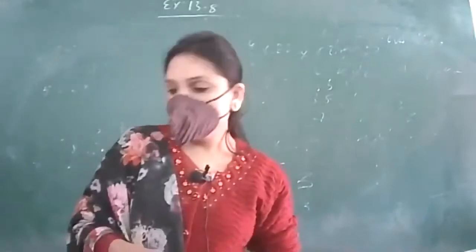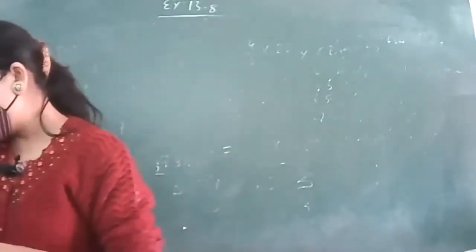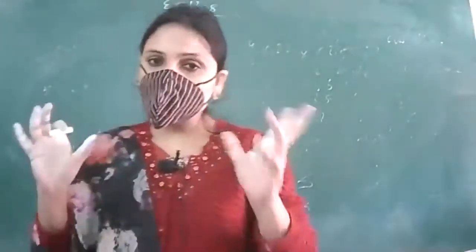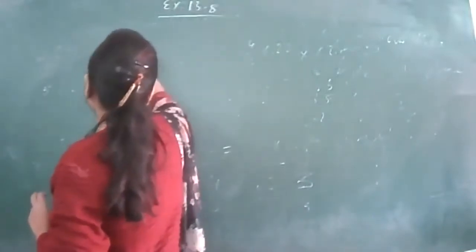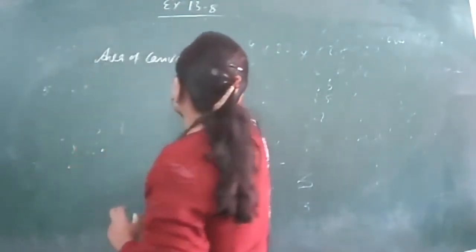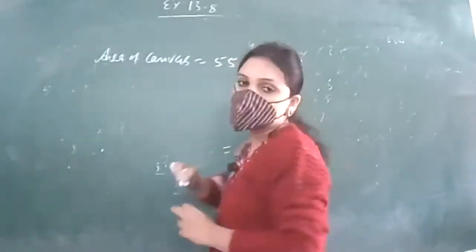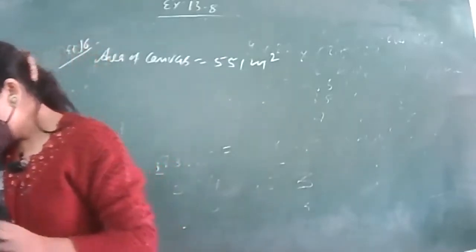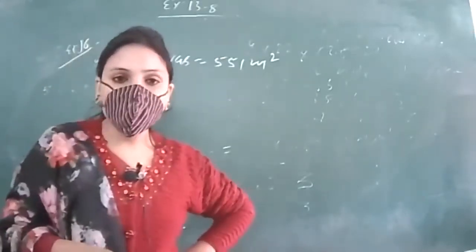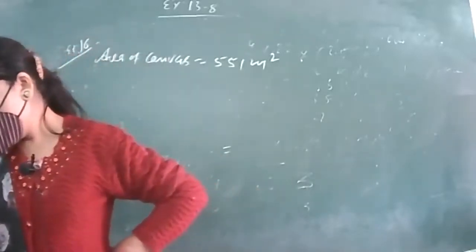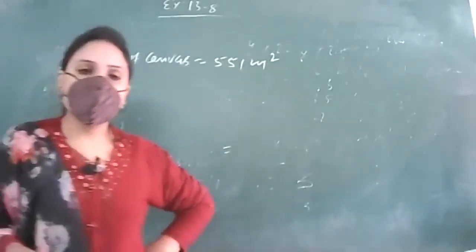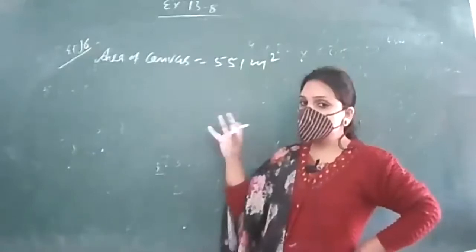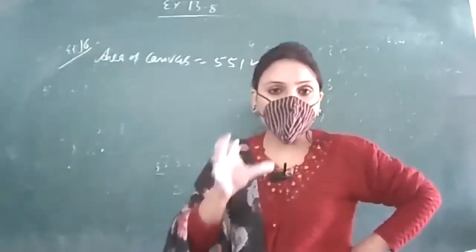Okay. Question number 16. Monica has a piece of canvas whose area is 551 meters square. She uses it to have a conical tent made with a radius of the base as 7 meters. What she is doing is using this canvas material to form a conical tent.